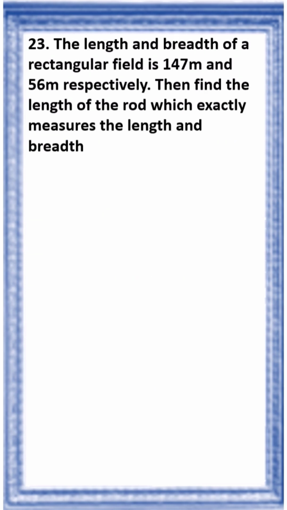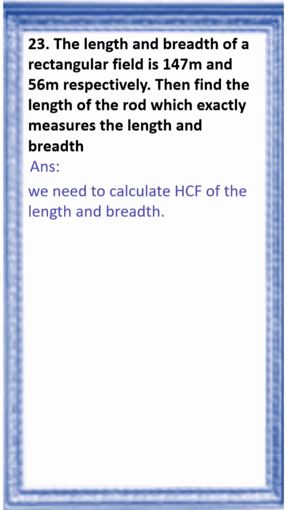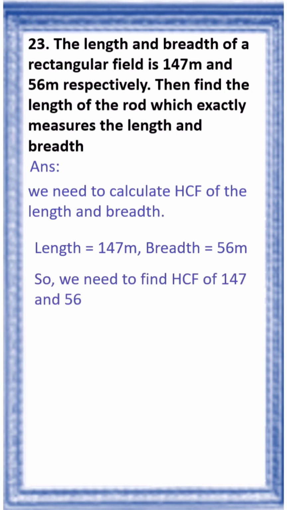Now the 23rd question. The length and breadth of a rectangular field is 147 meter and 56 meter respectively. Then find the length of the rod which exactly measures the length and breadth of the field. This question is based on the chapter real numbers. Here we need to calculate the HCF of length and breadth. Here we are given length is equal to 147 meter and breadth is 56 meter. So we need to find the HCF of 147 and 56.